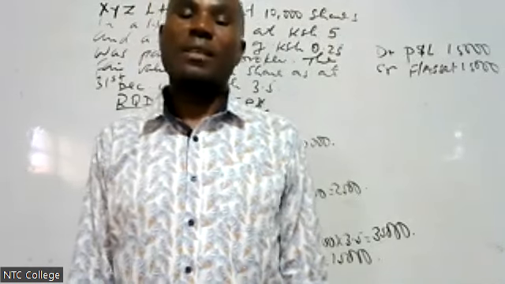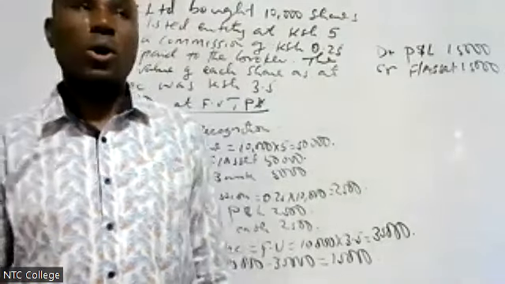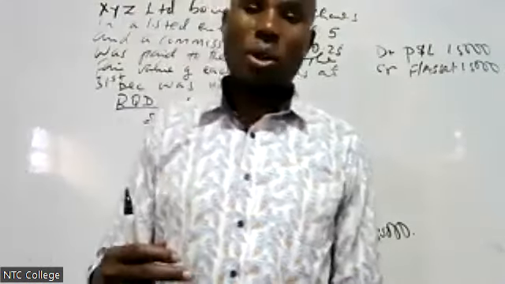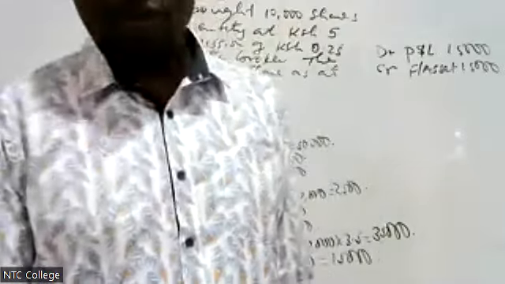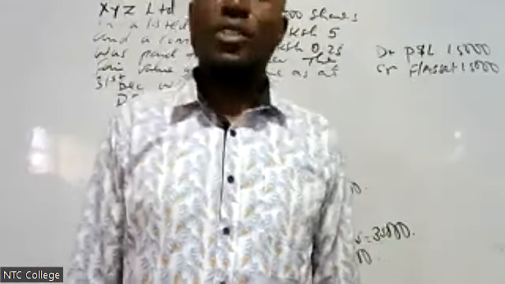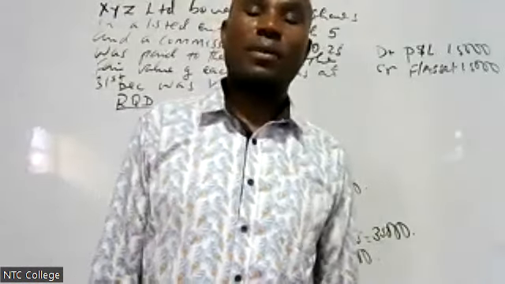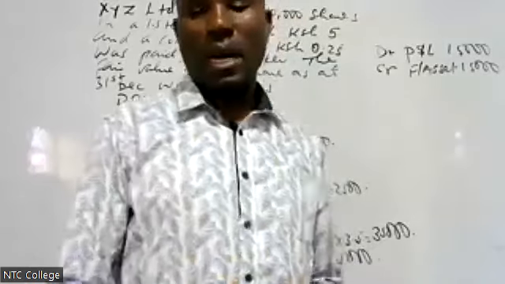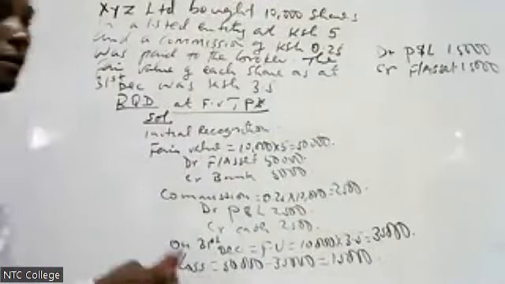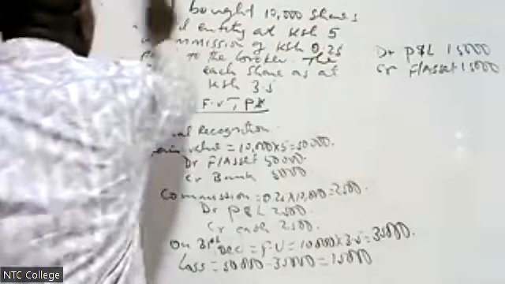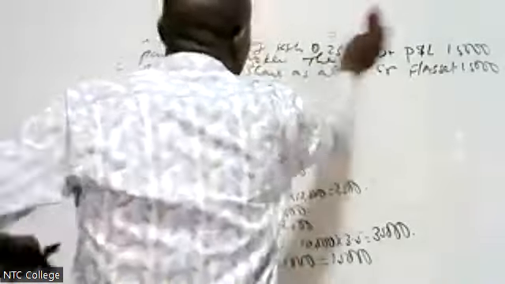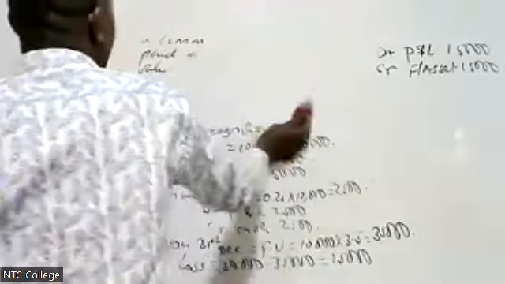Required: show how X Limited will account for the above.